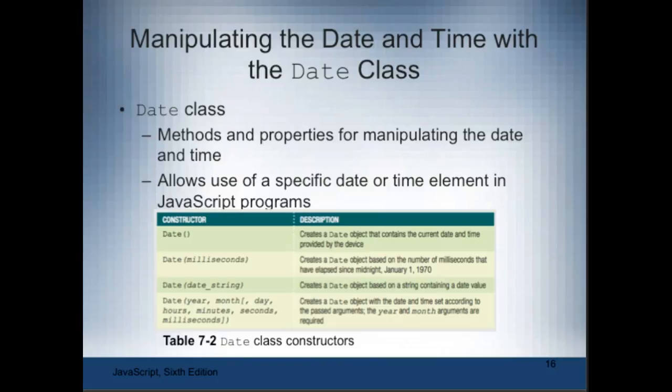The empty constructor creates a date object that contains the current date and time provided by the device. The empty constructor uses an opening and closing pair of empty parentheses. The next date constructor accepts an argument, milliseconds. This constructor creates a date object based on the number of milliseconds that have elapsed since midnight, January 1st, 1970. The third constructor accepts an argument, date string. This constructor creates a date object based on a string containing a date value.